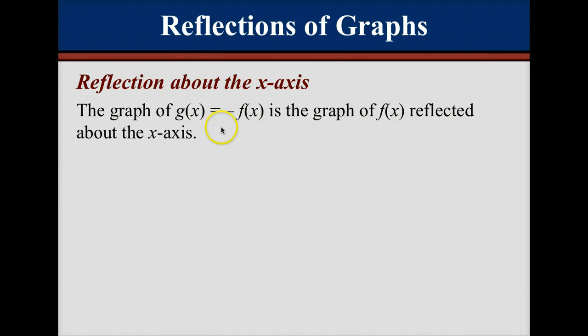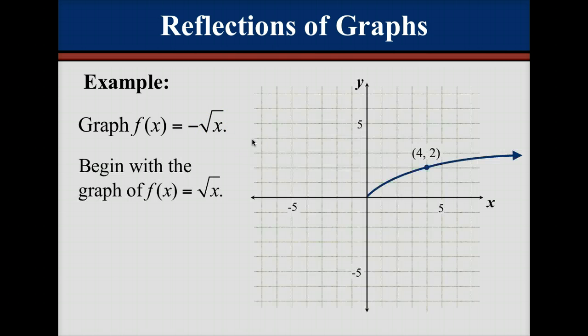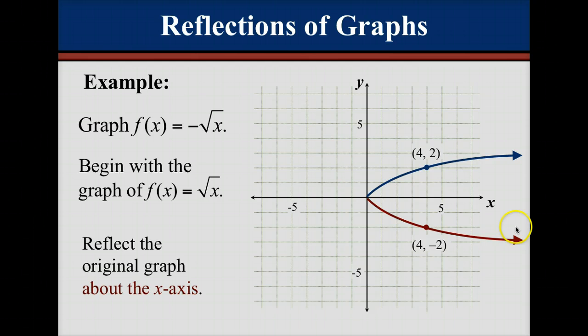And then finally reflections, and you can find more on reflections on page 182. The graph of g of x equals the opposite of f of x is reflected across the x-axis. So let's look at this reflection. Notice this is the opposite of the square root of x. We're going to begin with the graph of the square root of x. If it's reflected across the x-axis, here's the x-axis, just like it was a mirror, it's going to be going the other direction. See how that works? All right. So now it's time for you to begin practice on your own.